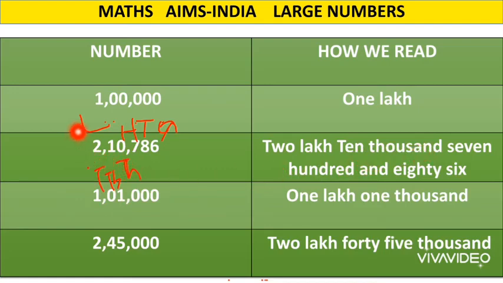Clear? 2 is in lakhs place. We read it as 2 lakhs. 10 is in thousands period, so we read it as 10,000. And then 7 is in hundreds place. We read it as 700. 8 is in tens place. We read it as 80. 6 in ones place. We read it as 6. 2,10,786. Again, we've put the first comma after 3 digits, the second comma after 2 digits. Clear, children?